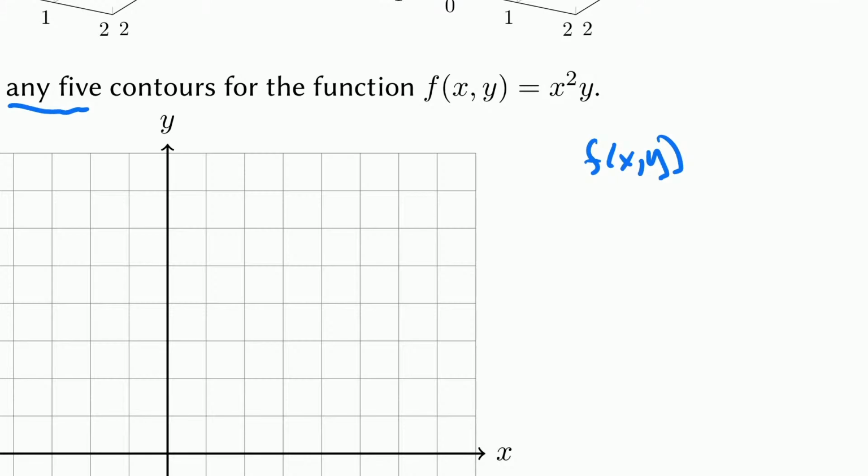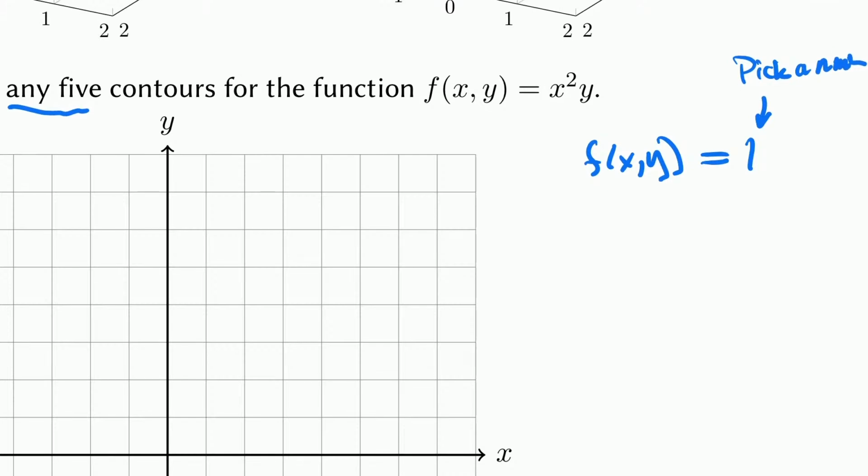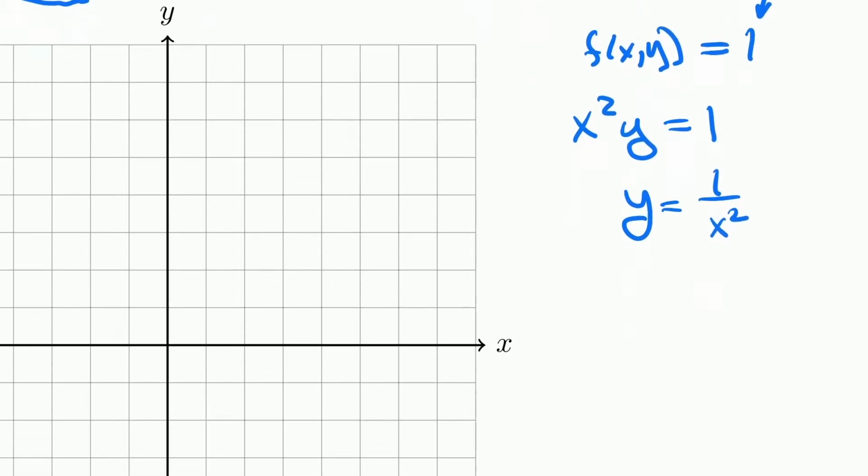1. 1 is a great number. I love 1, but you could have picked any number. Let's use 1. So this is Kelsey's number. You pick a number, and now we're just going to write it like this. And you graph that. You're like, how do I graph that? I don't know how to graph that. Come on. Do a little bit of algebra here. y equals 1 over x squared. Now you can graph that.